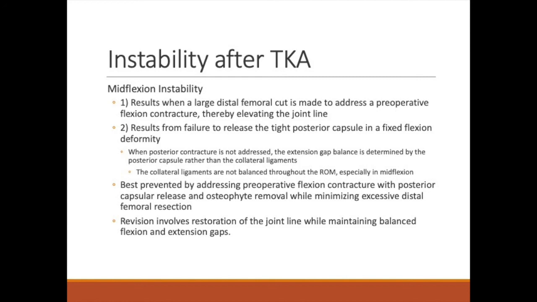The collateral ligaments are not balanced through the range of motion, especially in mid-flexion, and so as they stretch out over time, they become progressively more unstable. This is best prevented by addressing preoperative flexion contracture with posterior capsular release and osteophyte removal off the posterior femur and tibia while minimizing excessive distal femoral resection. Revision involves restoration of the joint line while maintaining balanced flexion and extension gaps.